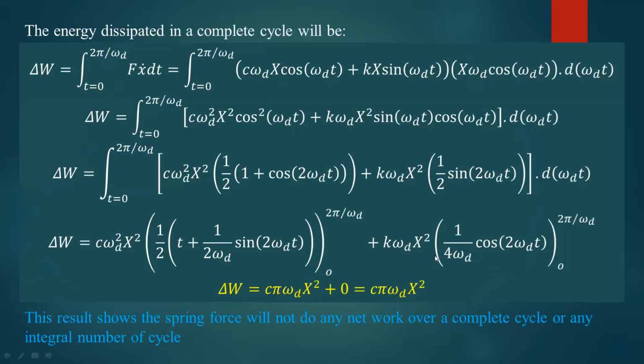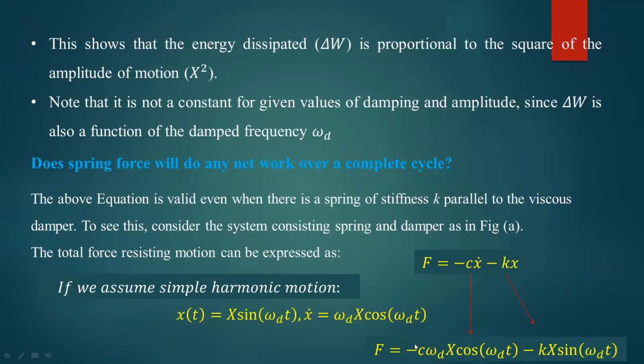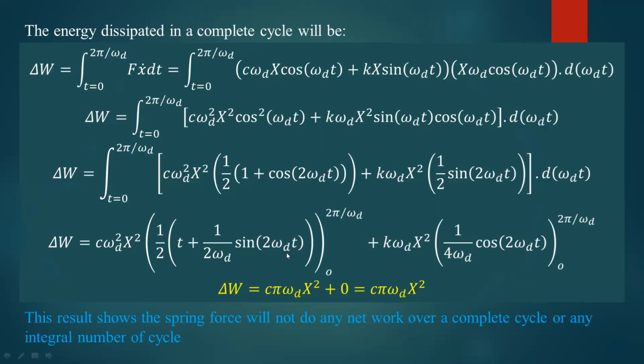So we can substitute those values. This is the F value: minus C omega_d X cos omega_d t minus K X sine omega_d t. Again, we are integrating F times x dot. Force times velocity is the energy, the energy dissipated in a complete cycle. Complete cycle means completing one hysteretic loop.